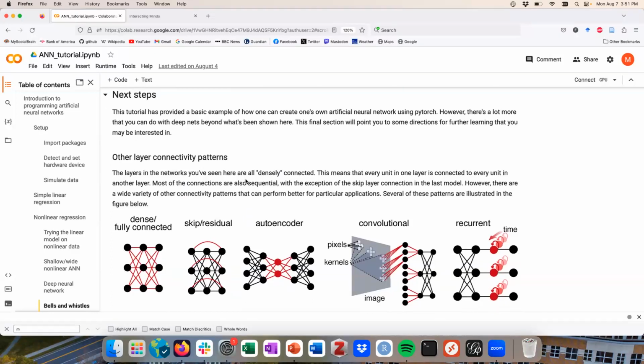Some of the things that you could start thinking about next, as you think about what you could use this for: one is other layer connectivity patterns. We've talked about these first two on the left over here, but there are some other really important ones. Autoencoders, for example, have this hourglass shape where they compress information down to this bottleneck layer in red here, and then expand it back out. Usually what it's doing is taking in some input and then trying to recreate the input on the other side via some compressed representation.